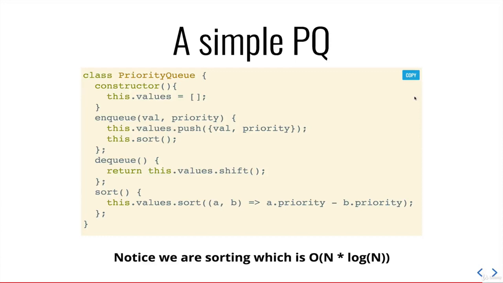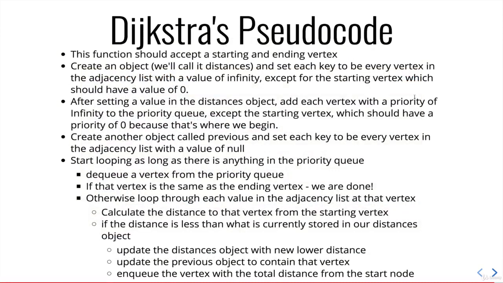Okay, so now that we have the basic priority queue, we've talked about how it works, here's the pseudocode. Define your function on the graph, or define it as a method on the weighted graph class. Just call it shortest path or Dijkstra's or whatever works for you. It should accept a starting vertex and an ending vertex.